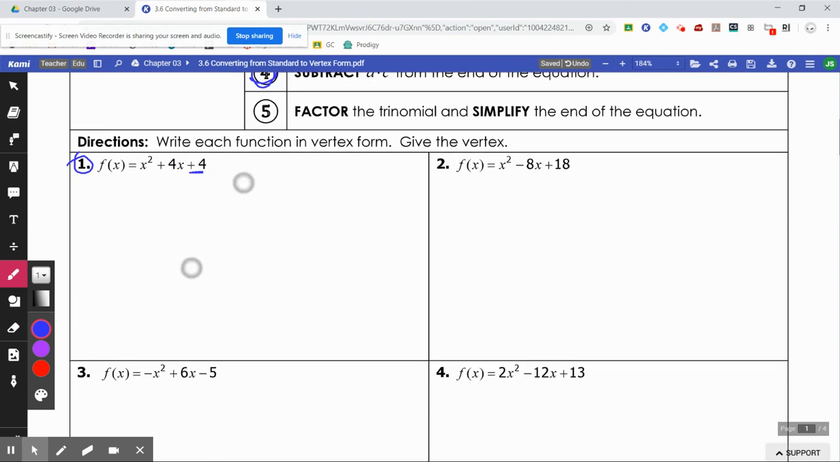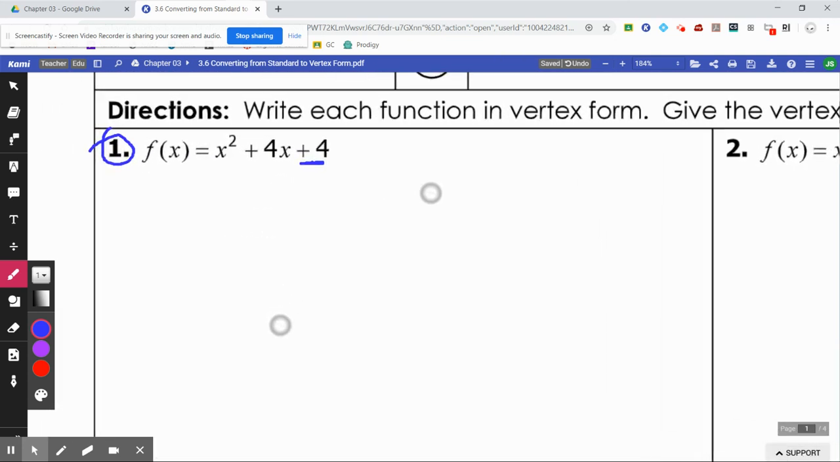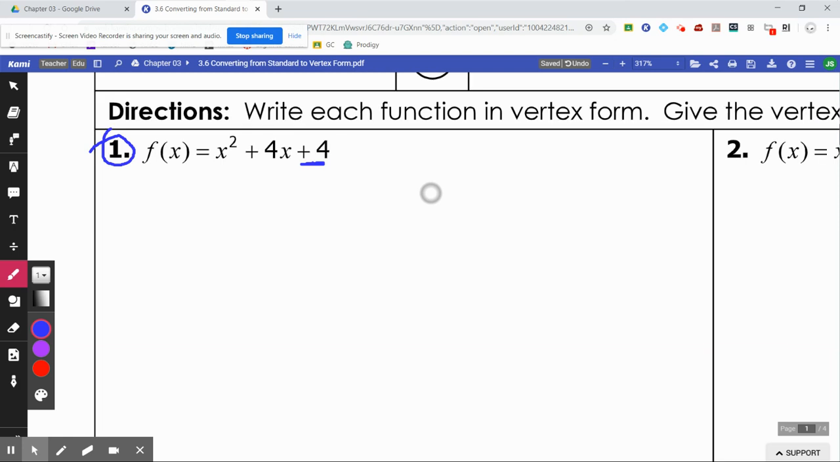So let's go through my steps of how I change this. Well, first off, instead of having to write f of x every time, I'm going to put a y. So y equals x squared plus 4x plus 4. Step number 1, I take my constant term and I move it to the other side. So I now have y minus 4 equals x squared plus 4x.